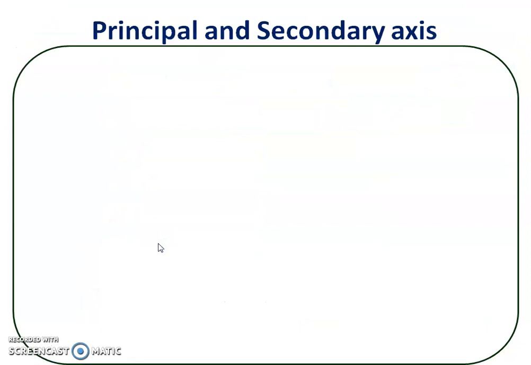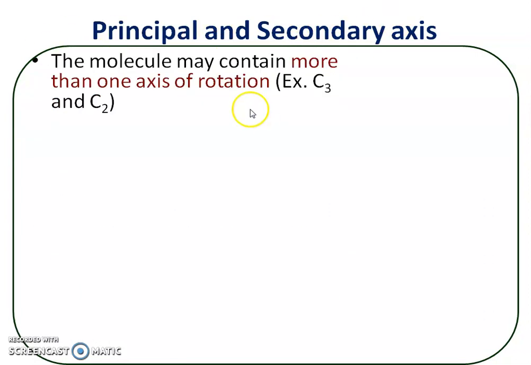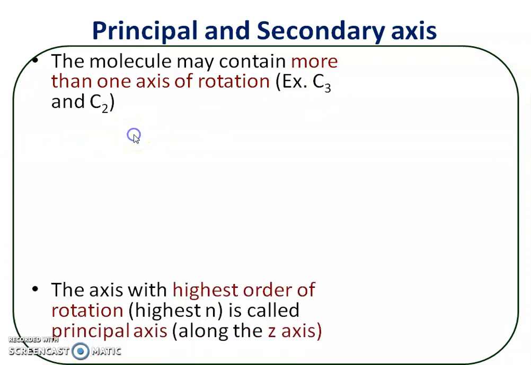Now there are two types of proper rotational axis. One is the principal rotational axis or principal proper rotational axis, and the other is the secondary axis. So these are the two types. Now what is the difference between these two? The molecule, as I said, may contain more than one axis of rotation. For example, in the same molecule there may be C3 and C2 axis. Both the axes exist in the same molecule.